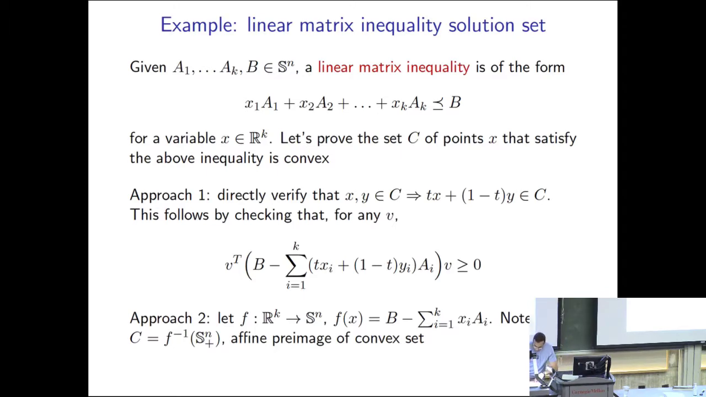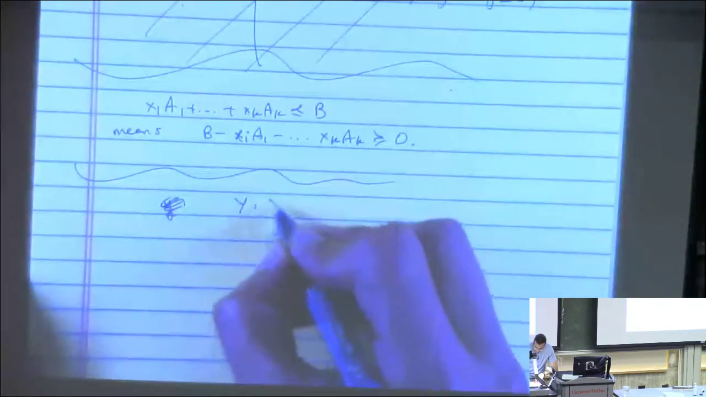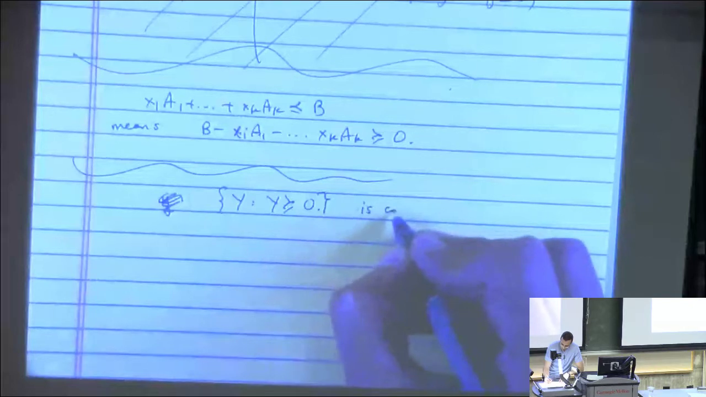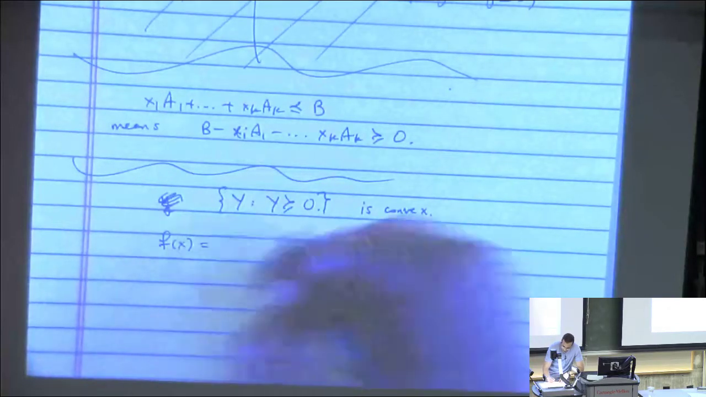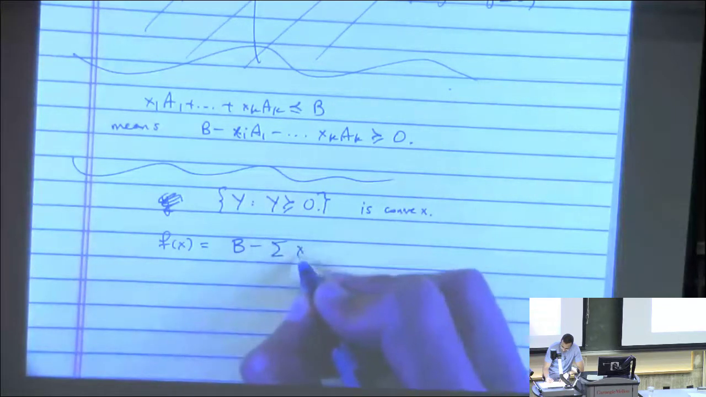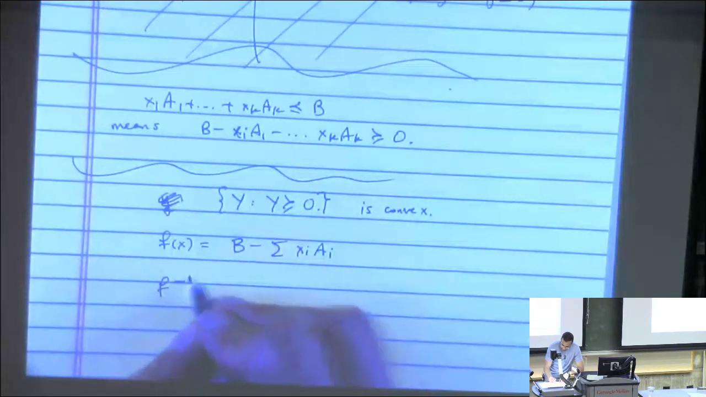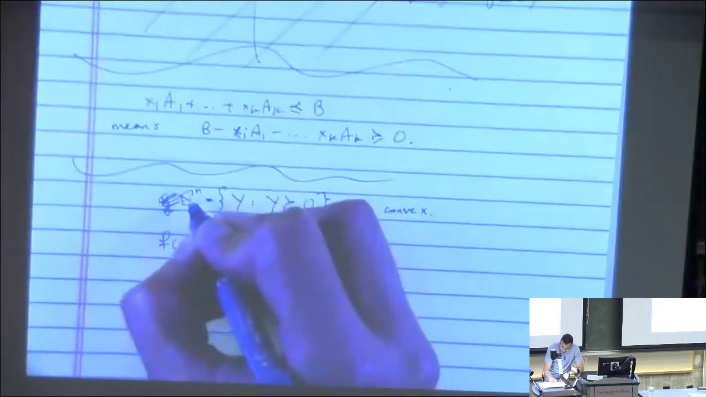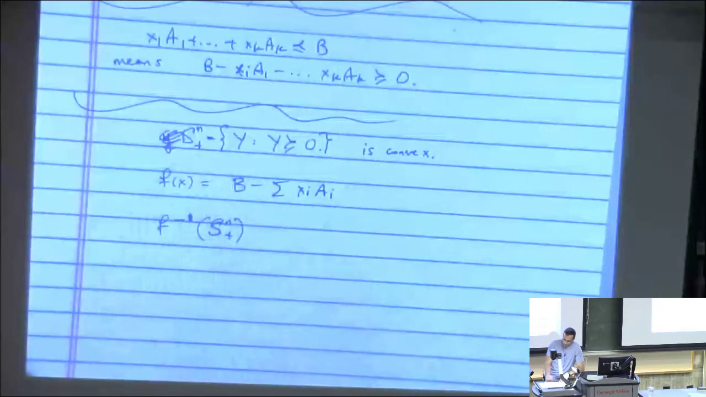So if I look at the set of all, let's say, matrices Y such that Y is positive semi-definite, that's the PSD cone. It's a convex cone. Remember our notation for this thing was S^n_+. And if I define f of x to be the function B minus the sum of xi Ai, and I look at the preimage of this set under this map, f inverse of S^n_+, that is exactly our set.